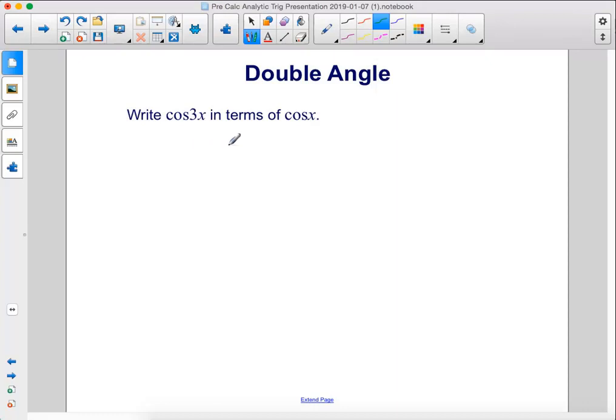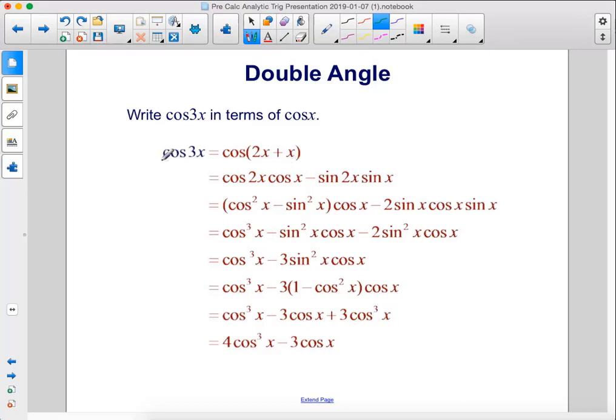Write cosine 3x in terms of cosine x. First, we rewrite cosine 3x as cosine of 2x plus x. So we use our addition identity to get this form. Then we deal with the fact that we have a 2x there and a 2x there. So cosine 2x is cosine x squared minus sine x squared, times cosine x, minus, and then we use the fact that sine of 2x is 2 sine x cosine x, and then we have that sine x left there. When we multiply it all out, we get this, and then we can just go ahead and simplify, and we get to 4 times cosine x to the third minus 3 cosine x.